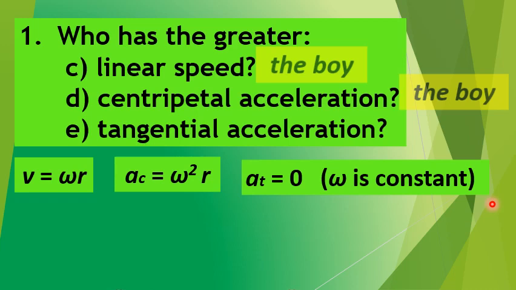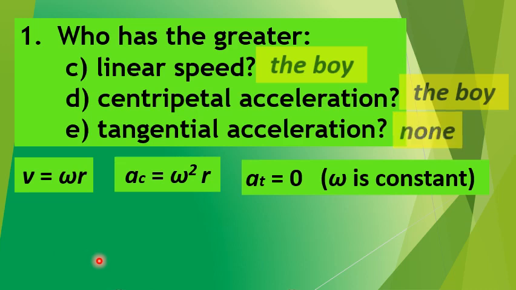So, our answer to letter E, who between the boy and the girl has the greater tangential acceleration, is that there is none, because both the boy and the girl have zero tangential acceleration. We say that for a body in uniform circular motion, the only acceleration it has is the centripetal acceleration, a sub c.